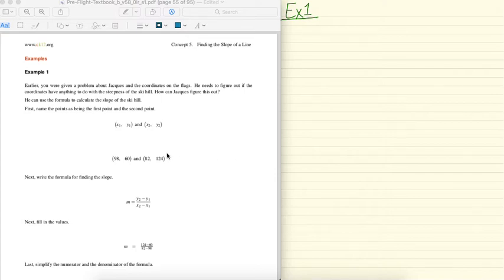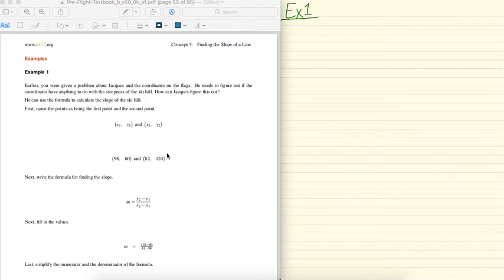Next, we're going to go through example 1. So earlier in the Concept 5 textbook, you're given a problem about Jacques and the coordinates of the flags on the ski hill. He needs to figure out if the coordinates have anything to do with the steepness of the ski hill. How can he figure this out?